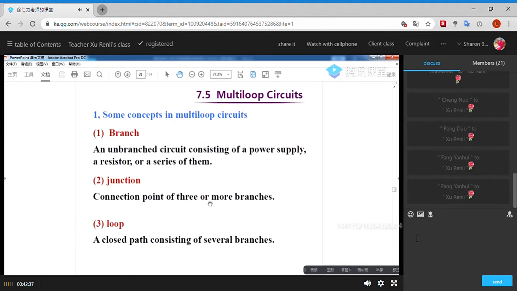What's the meaning of junction? Junction is a connection point of three or more branches. What's called branch? Branch is an unbranched circuit consisting of a power supply or resistor or series of them. Loop, a closed path consisting of several branches, is called loop.